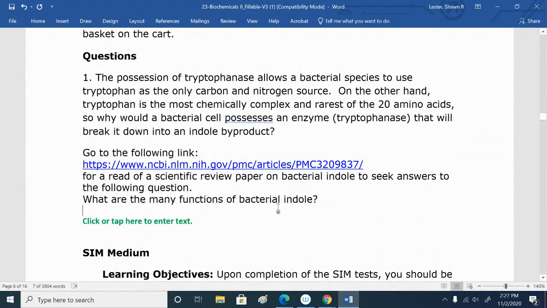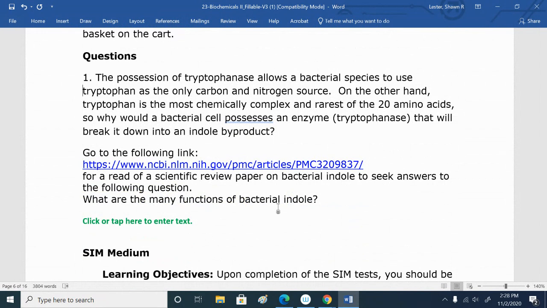Here's an interesting question. Since tryptophan is an essential amino acid, it's very important. It's a fairly complex molecule for an amino acid. Why would bacteria want to break it down and create indole? I mean, if you have something that's really important, like tryptophan, why do you want to waste the energy to make an enzyme and then tear that amino acid apart to make something like indole?